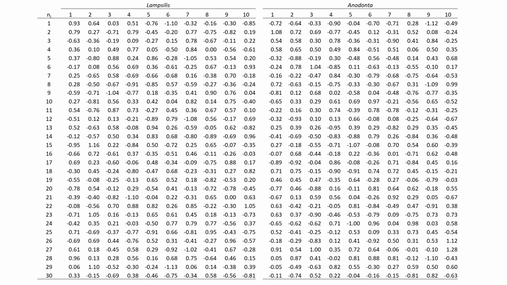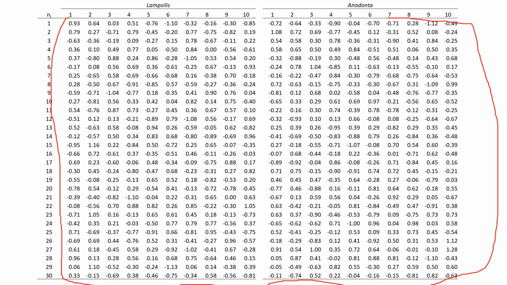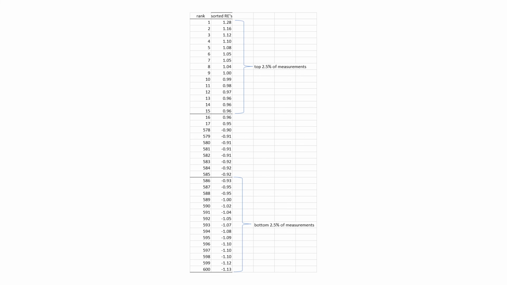So as promised, here's that massive list of 600 values that are remeasurement differences between the individual measurement and that of the average. Now what we're going to do next is take all of these 600 numbers and put them in one big column, and then we're going to sort them from top to bottom. And of course that column is going to be enormously huge. So I've shortened it a little bit here.